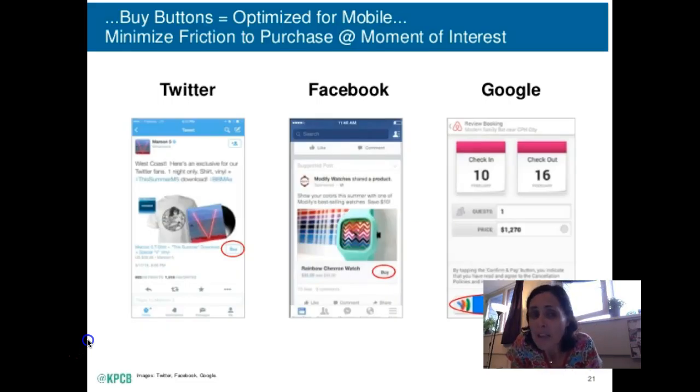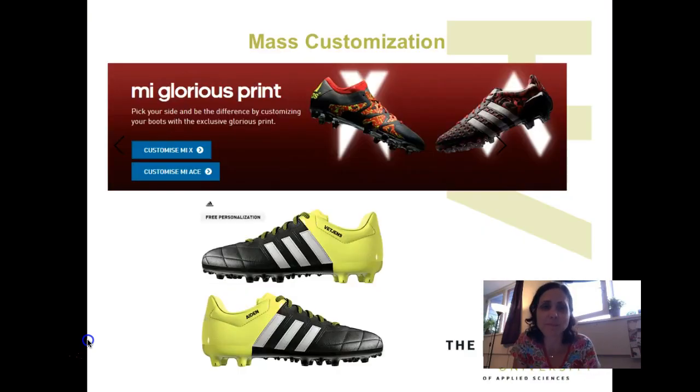Buy buttons and e-commerce is something else to look up. Buy buttons are coming in. Twitter, Facebook, Google are making it really easy now to buy immediately and buy online. Mass customization is possible with the increases in technology and ICT. So not only do you buy products now, you can actually get products with your name on them.